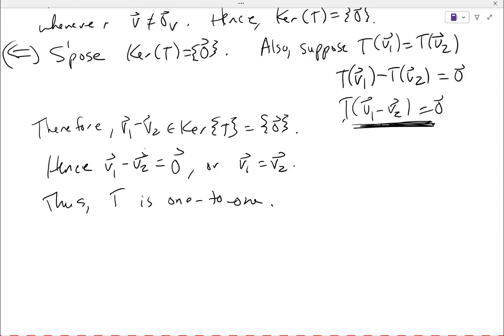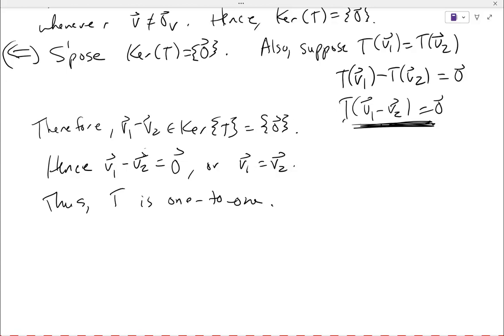All right, so generally speaking, the kernel needing to be the 0 vector tells you it's one-to-one. Let's think about that in terms of the language of matrices real fast. The kernel of the transformation is 0. The kernel is the set of everything that gets mapped to the 0 vector, or think of it as solutions to systems of homogeneous equations, right? If we only want the trivial solution, that's what the kernel being 0 would be.